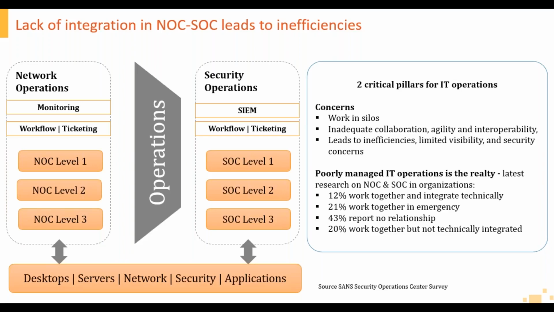So which means, even if there is an emergency and the security team tries to fix that, if it is related to a network issue, they have to pull in the network team later on, and obviously it's going to take more time, right? So 43% report no relationship, and 20% work together but are not technically integrated. So what that means is, of course, they work together on emergency cases, or there is some sort of collaboration happening, but they are not integrated on the technical tools or the processes, or there is no big collaboration between the two teams at a people level or a technology level, right?